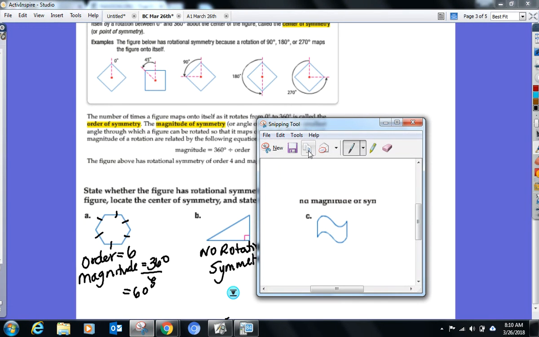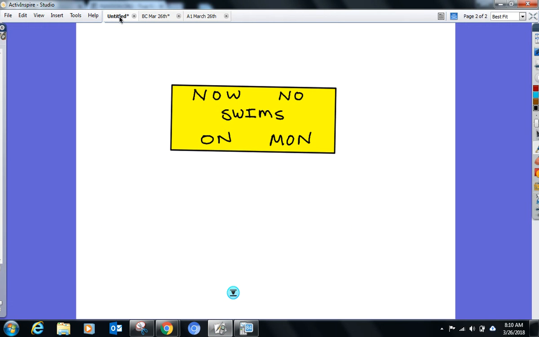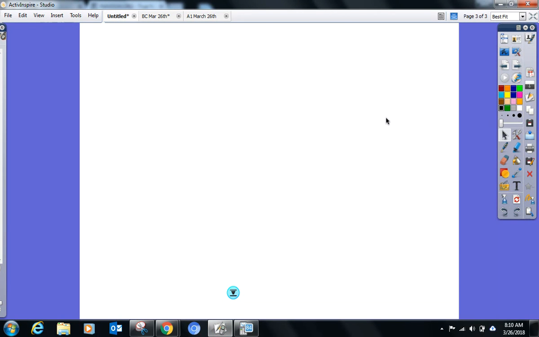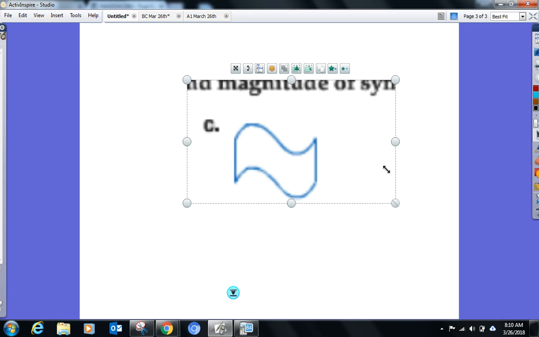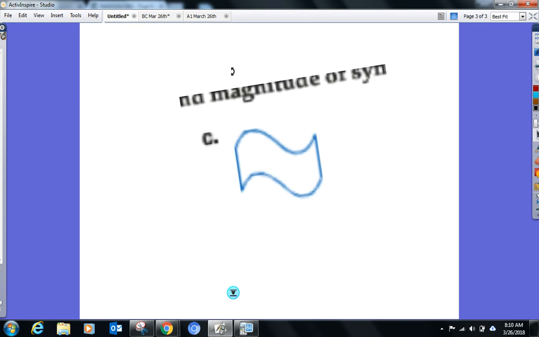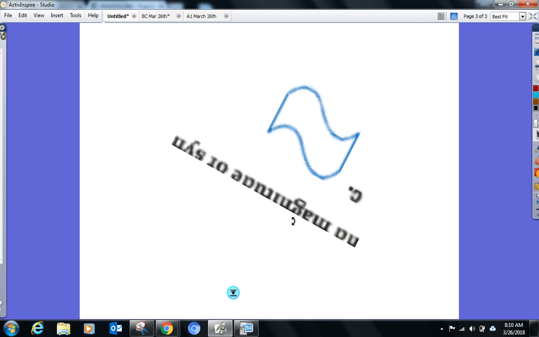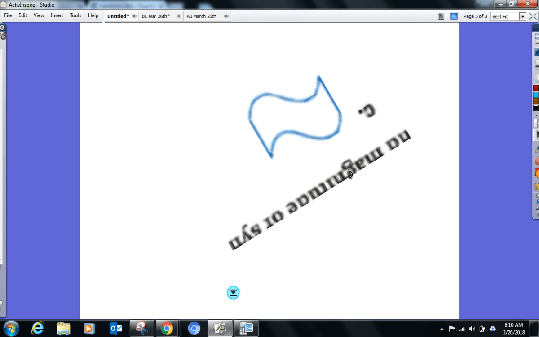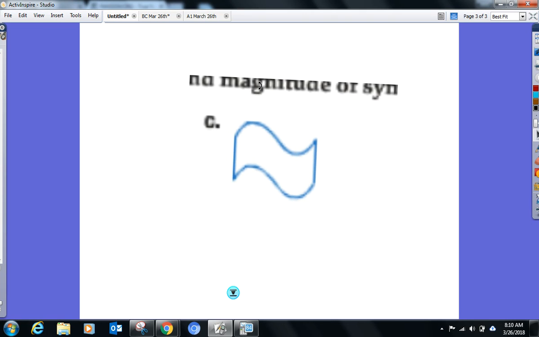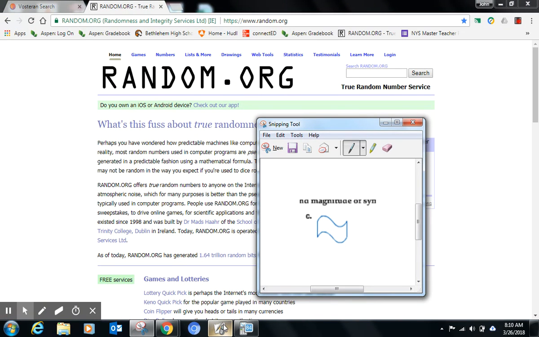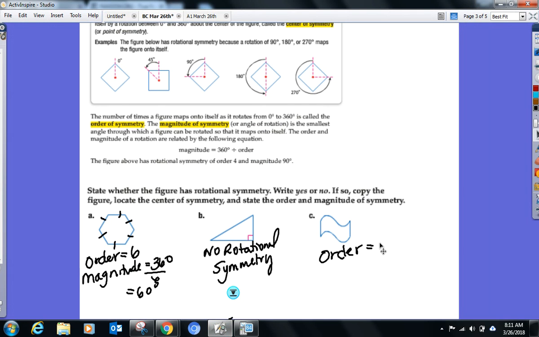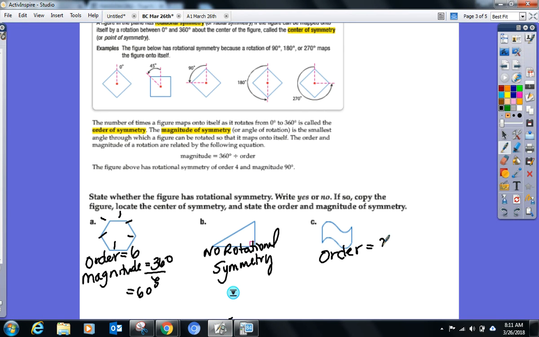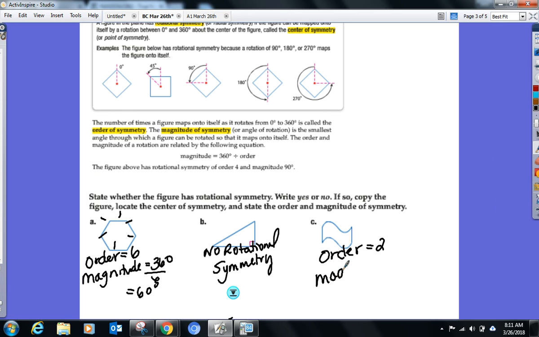Here you go. Okay, everyone ready? Once, and back to the beginning. So I can do it twice. So the order I'm going to say is 2. Meaning, what's the magnitude then? What's the smallest degree measure I can rotate?